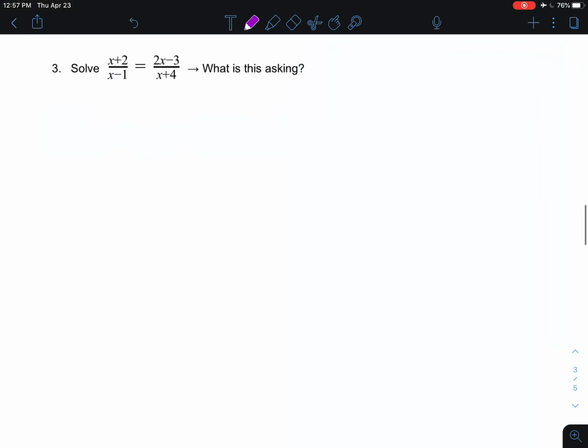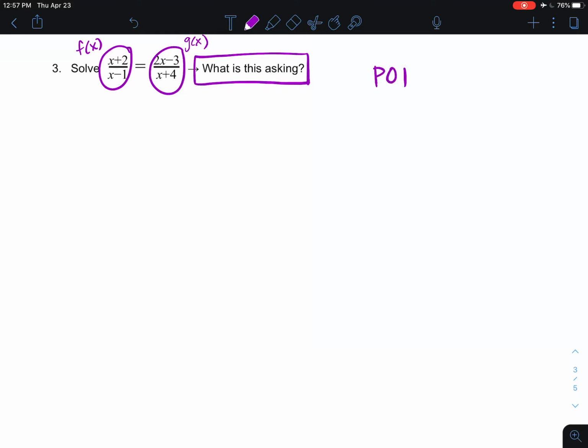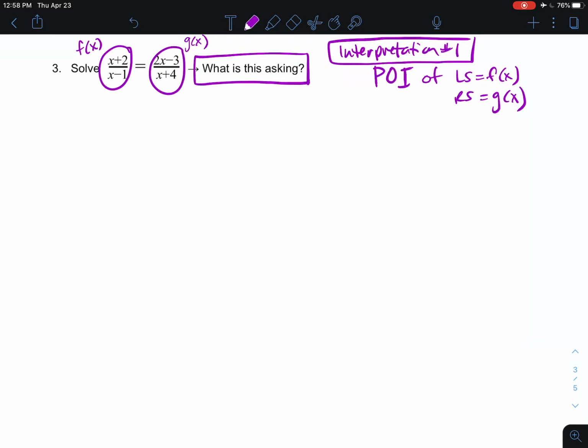Okay, another example. So here it says x plus 2 over x minus 1 equals 2x minus 3 over x plus 4. So what is this asking? Again, let's talk about what that means graphically. So one way to interpret this is to see that this side is one function and this side is another function. So that when we ask ourselves, when are they equal, we're really talking about the point of intersection. Okay, so this is interpretation 1. The left side function and the right side function. So that's one way that we can look at this.